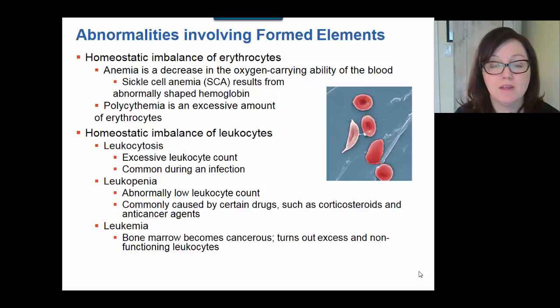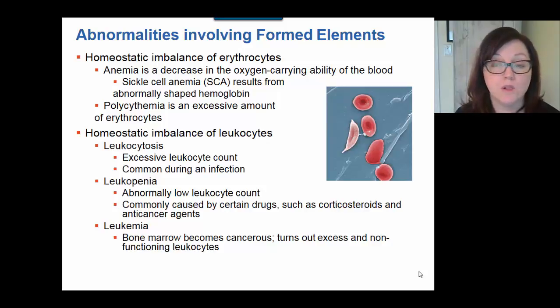Polycythemia: poly means many. Polycythemia is an excess amount of erythrocytes. Now let's take a look at homeostatic imbalances involving the leukocytes. Leukocytosis is an excessive number of leukocytes, and this is very common during an infection, which makes sense because if you have some sort of infection, you're going to have a higher white blood cell count so that you can combat the pathogen.